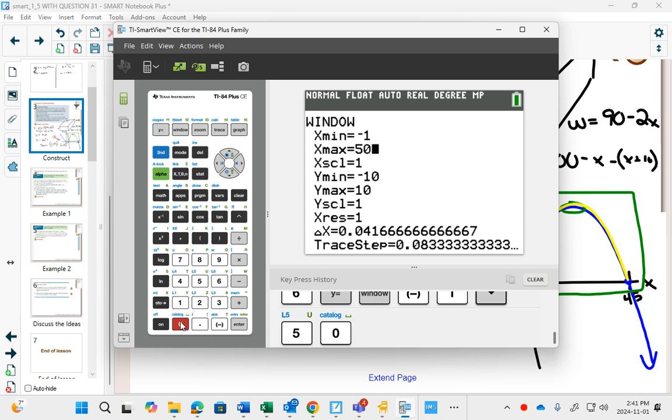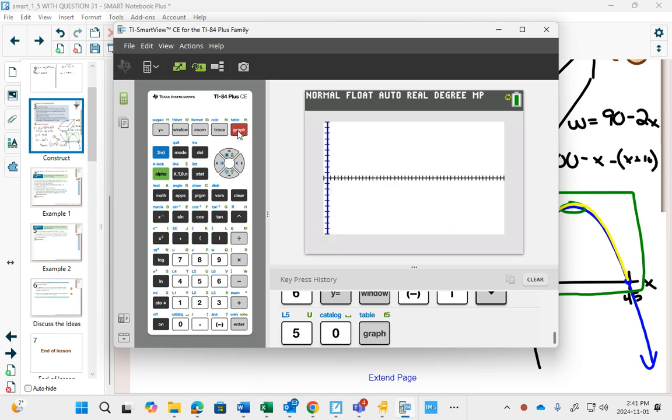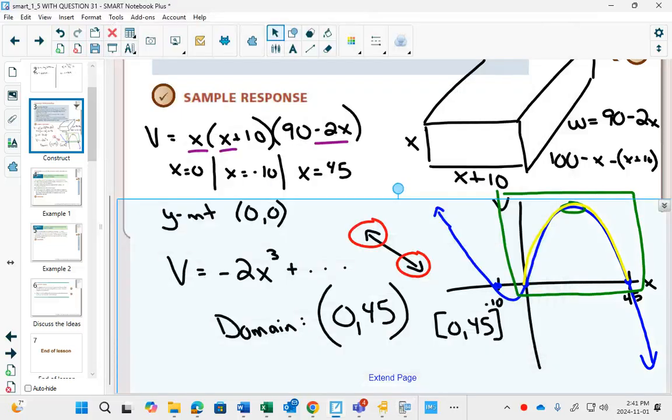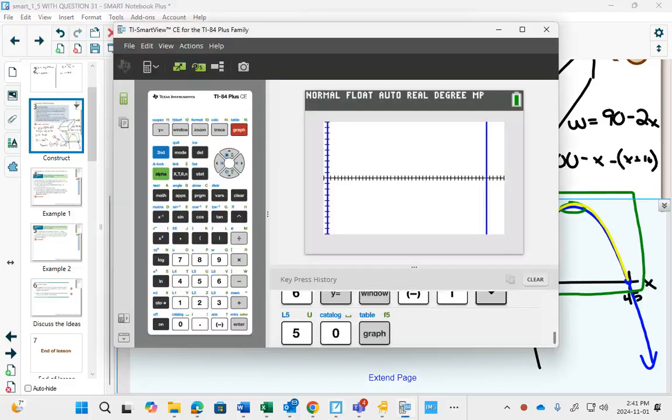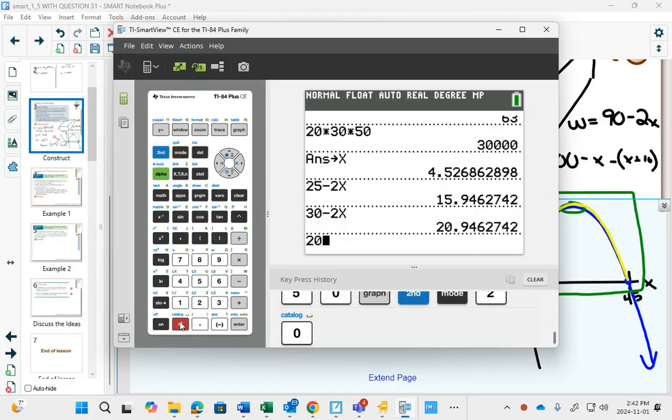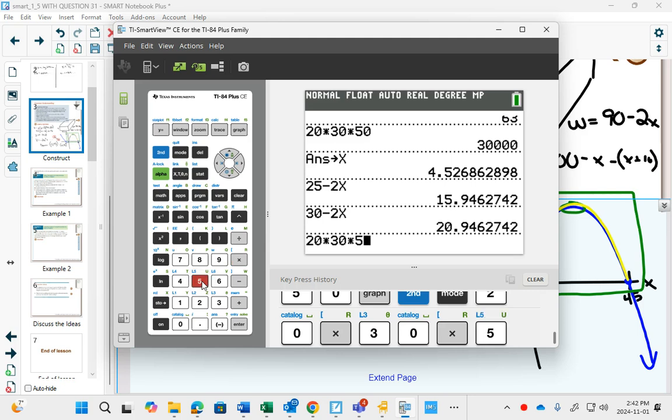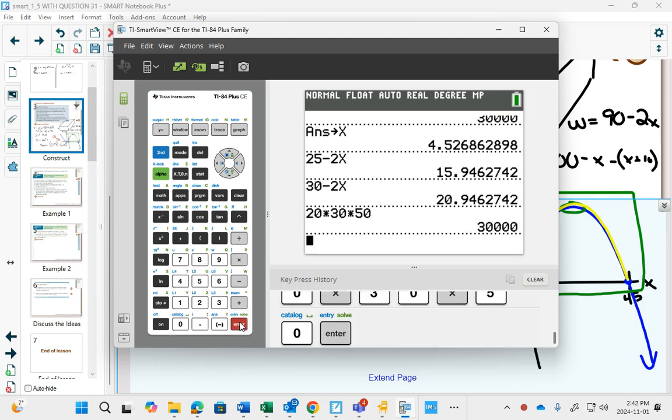Now if I hit graph right now, I don't see the maximum point. I need to see higher. So a couple of things can help you with this. First, to get an idea of what kind of numbers I'm looking at, you can try something. Remember when you said 20, 30, and 50 was a possibility? Let's figure out that volume. If I used 20 times 30 times 50, that's already at 30,000.